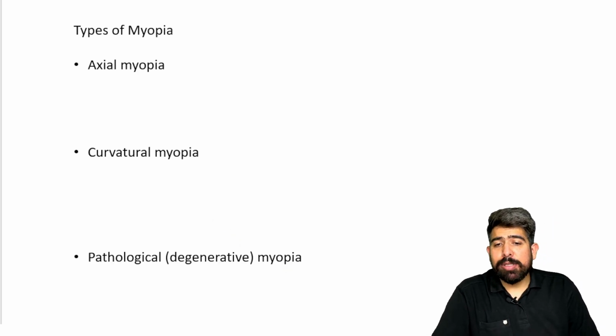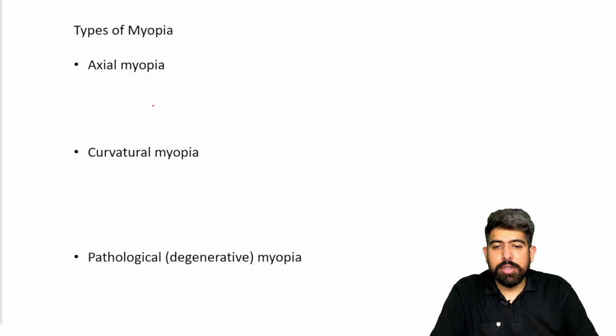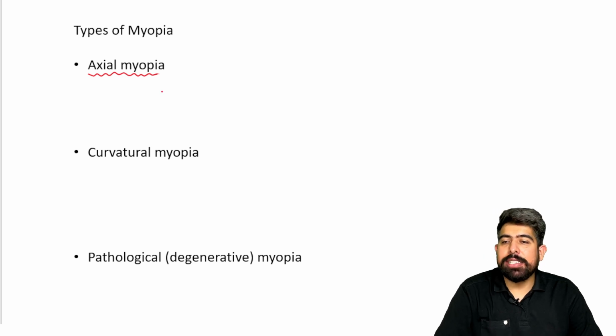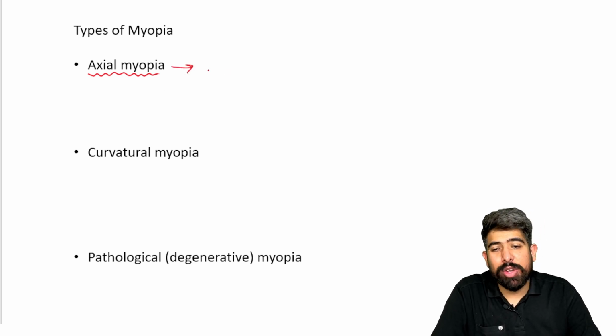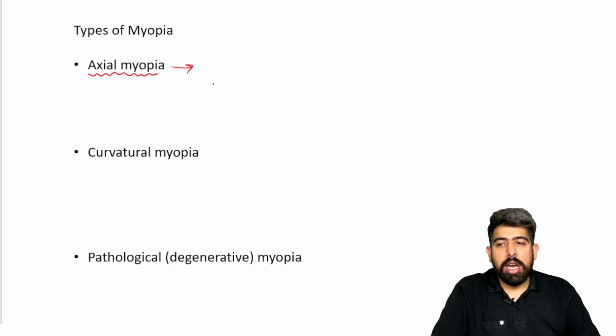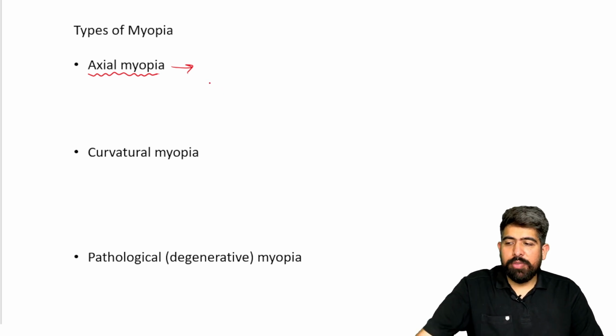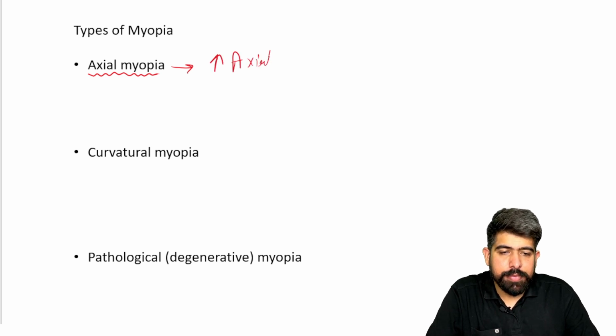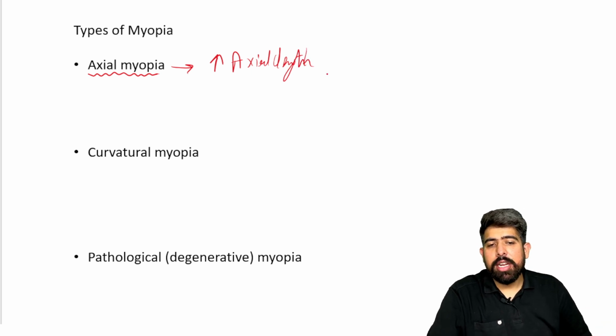If I'm talking about the types of myopia, there are three types of myopia seen here. The first one is axial myopia. What will happen in this condition? If I'm comparing, this is just opposite to hypermetropia. In axial myopia, there is an increase in your axial length.